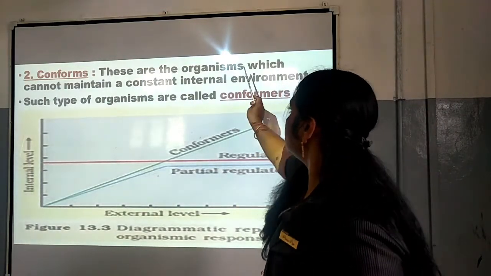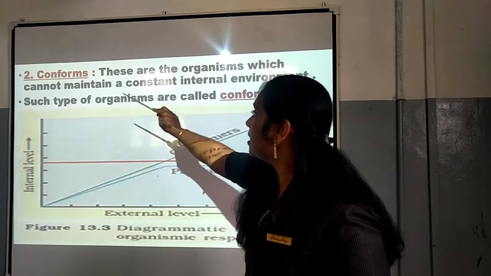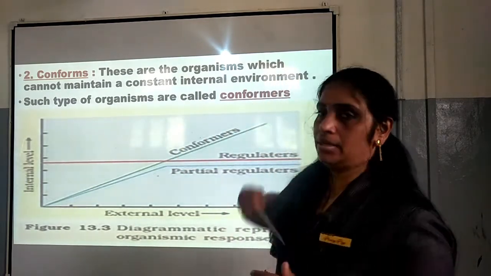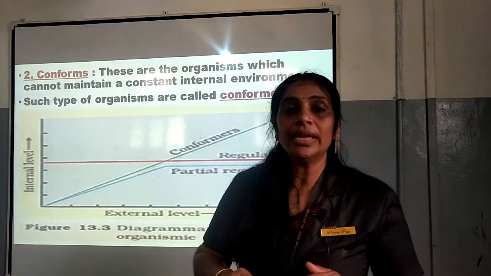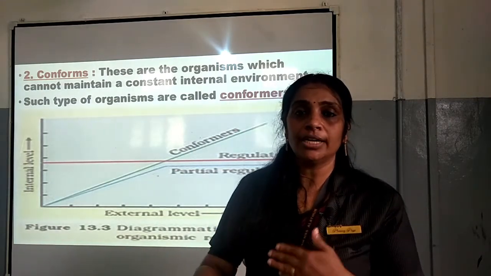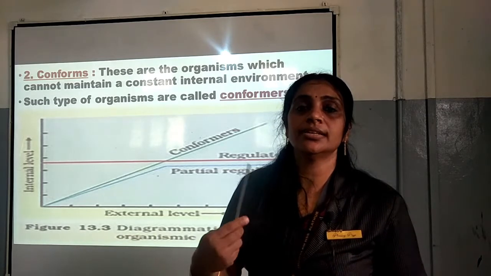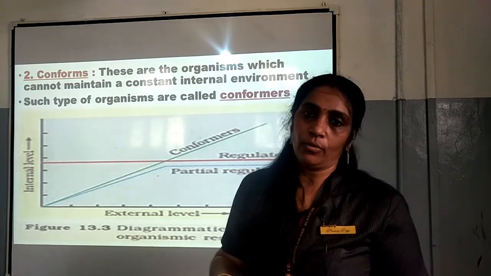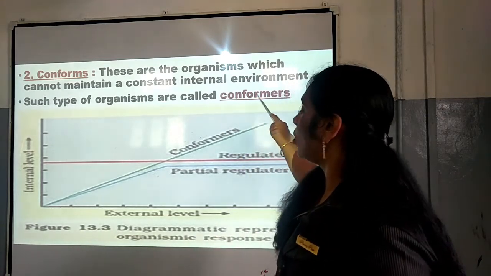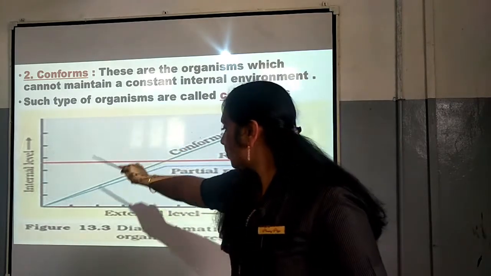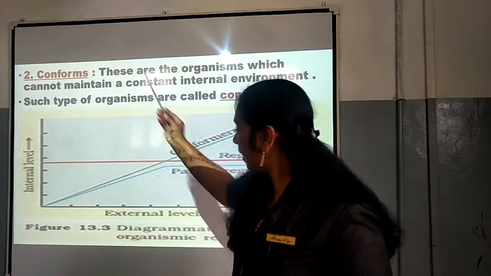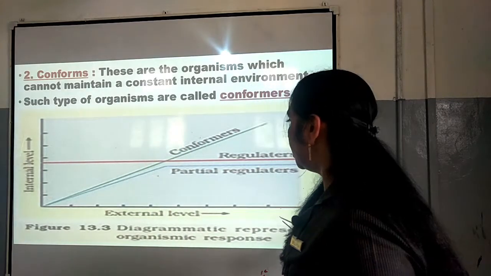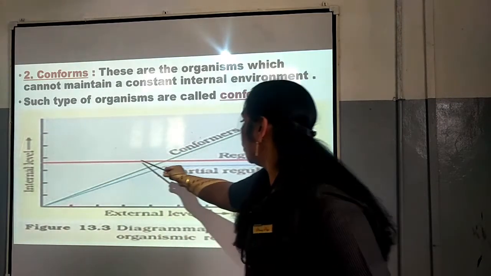Conformers are the organisms which cannot maintain a constant internal environment. They are not able to maintain the internal environment according to the variation taking place in the outer environment. Those organisms are called conformers. You can see the graph here. Internal level is given there and external level is given here. You can see this is the regulator.